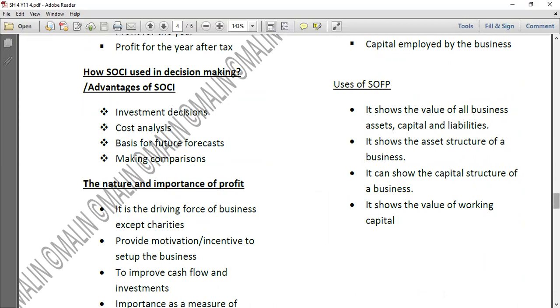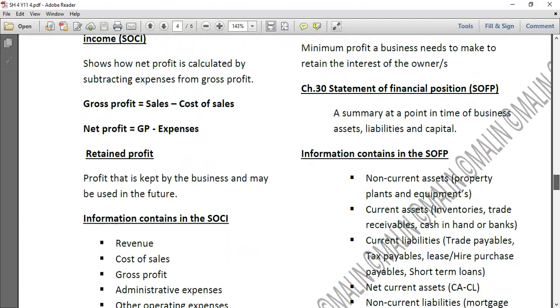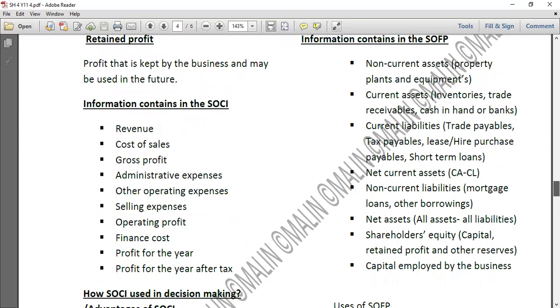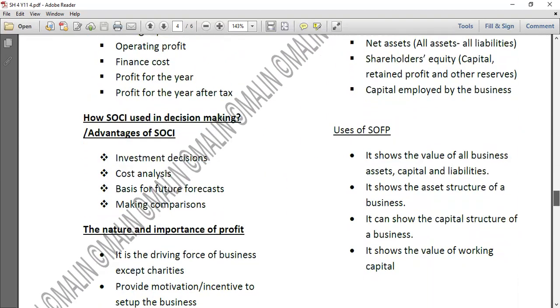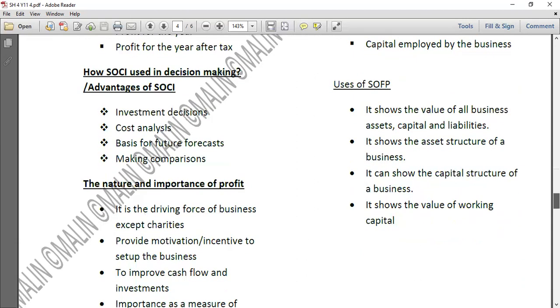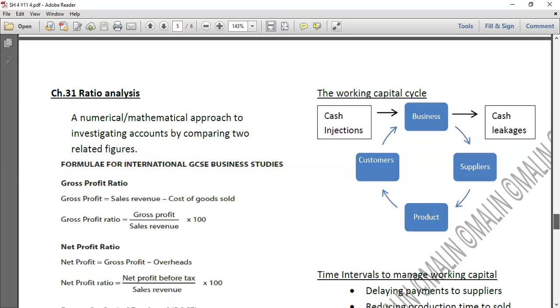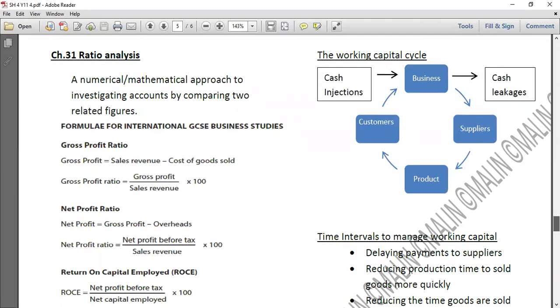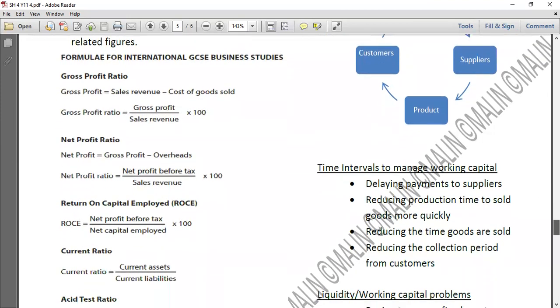We talked about the importance and nature of profit, and also about normal profit, and the information in the SOFP, the balance sheet, and the uses of the SOFP. I think you can find everything in the point form I have given you. And the ratio analysis: the numerical, mathematical approach to investigating accounts by comparing two related figures. We talked about all the ratios I have given.